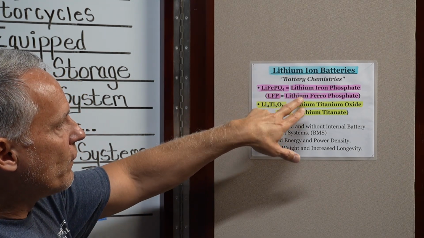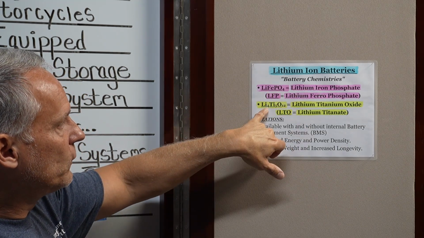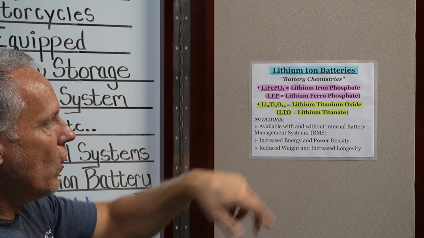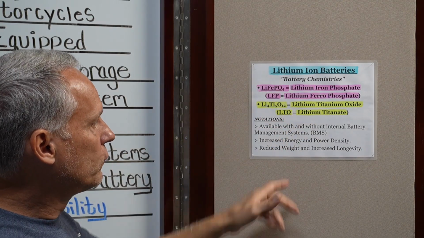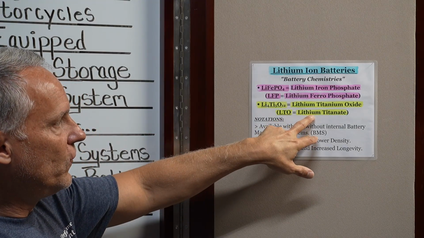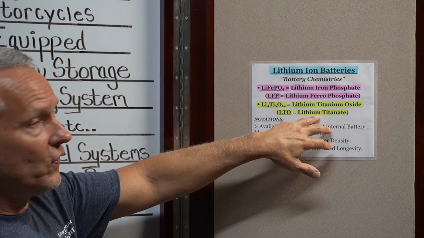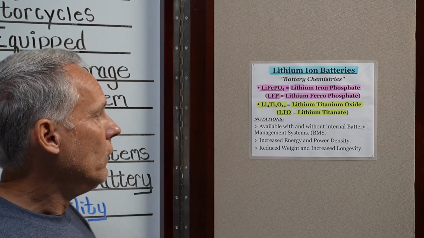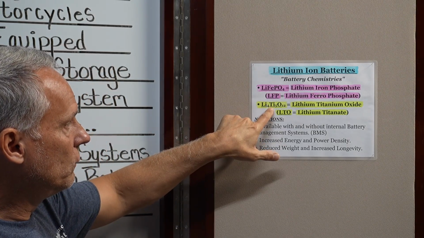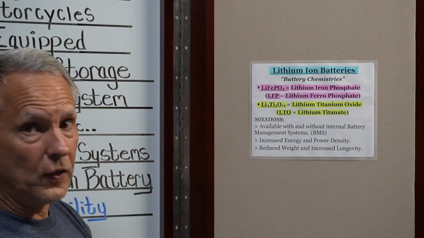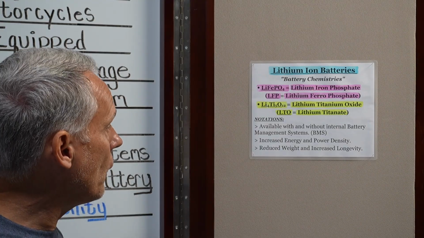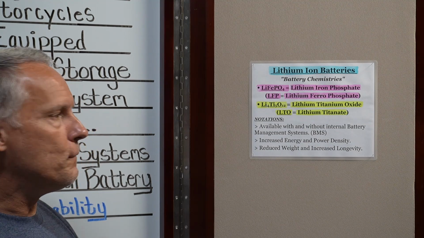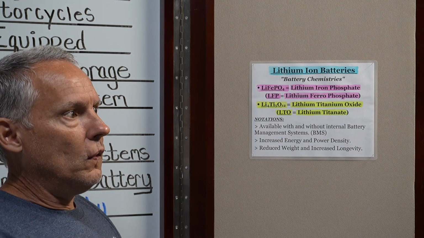LFP, lithium iron phosphate, lithium ferrophosphate. The next option would be lithium titanium oxide, which is Li4Ti5O12, also LTO, which is lithium titanate. Whether it says lithium titanate or lithium titanium oxide, they're talking about the same battery. Like I said, it's interchangeable. So whether you see this or that, it's the same battery. All right, so notations: available with and without internal battery management systems.